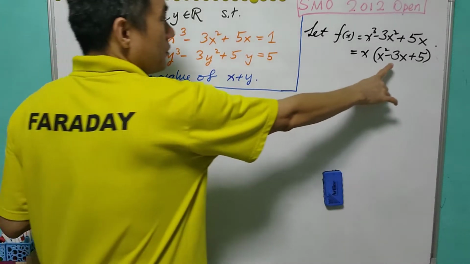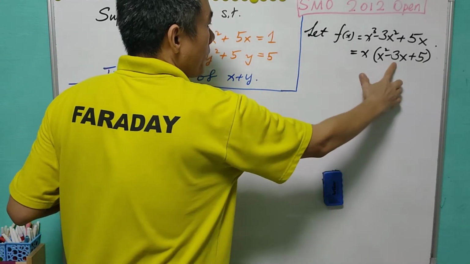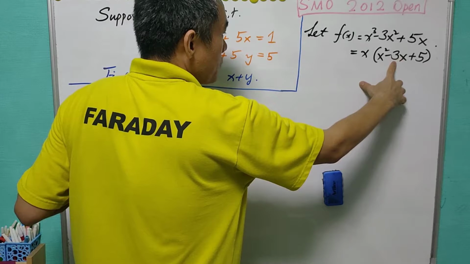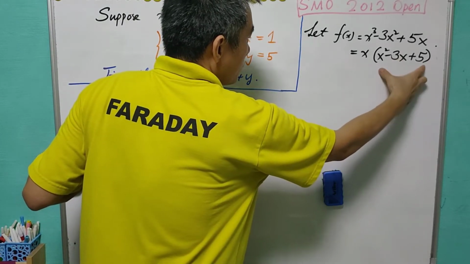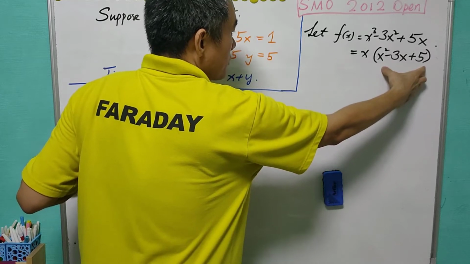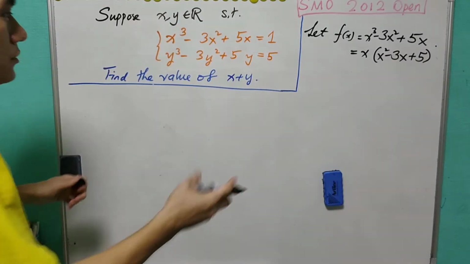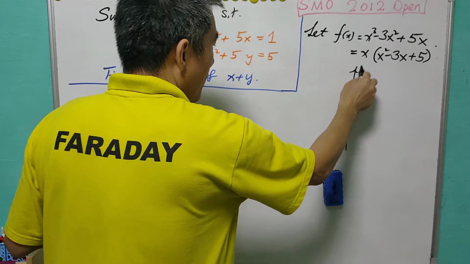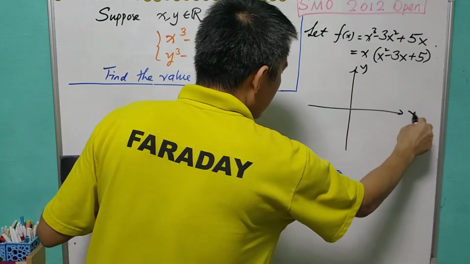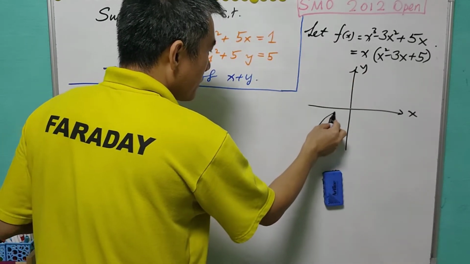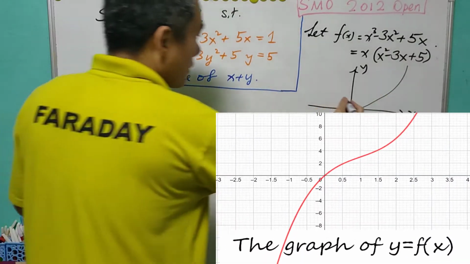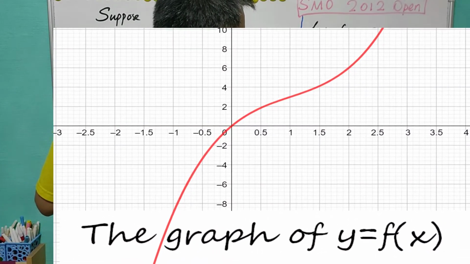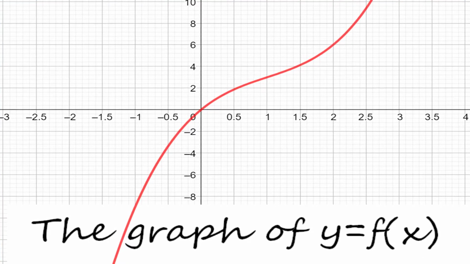Now you can check that for this quadratic expression, b squared is 9 and b squared minus 4ac is negative, meaning that there is no real solution from this quadratic expression. So you may check, and we will get the graph will look something like this. The graph of y equals f(x) will pass through the origin, and it will keep increasing.